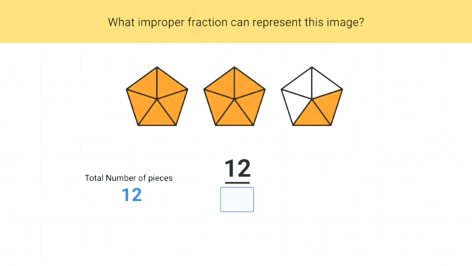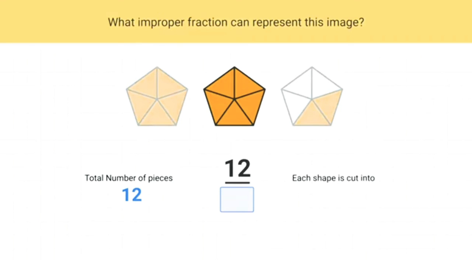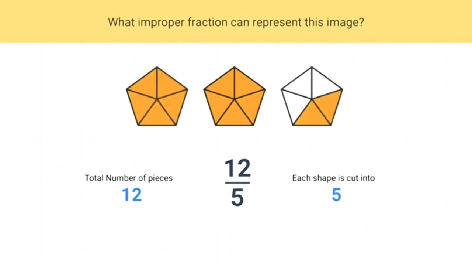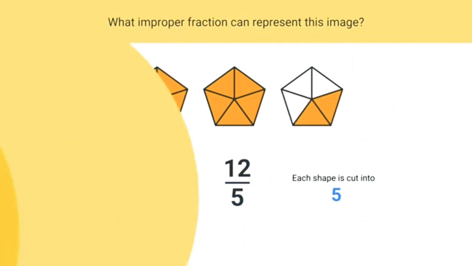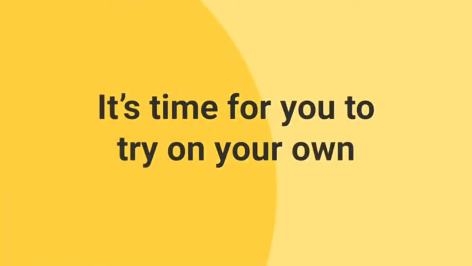What should my denominator be? The denominator is the number of parts in one whole. We can see that each whole is made of 5 parts, so the denominator is 5. This image is the fraction 12/5. Now it's time for you to try on your own.